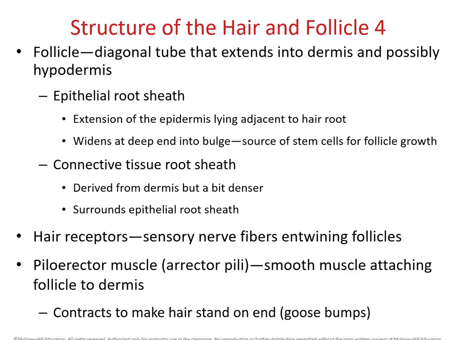So these are sensory nerves that go around the follicles, and they provide information if the hair is moving, if maybe the wind is blowing or an insect is crawling on you. You would know it because of the hair receptors. These are also the things that sense pain if somebody yanks on your hair.